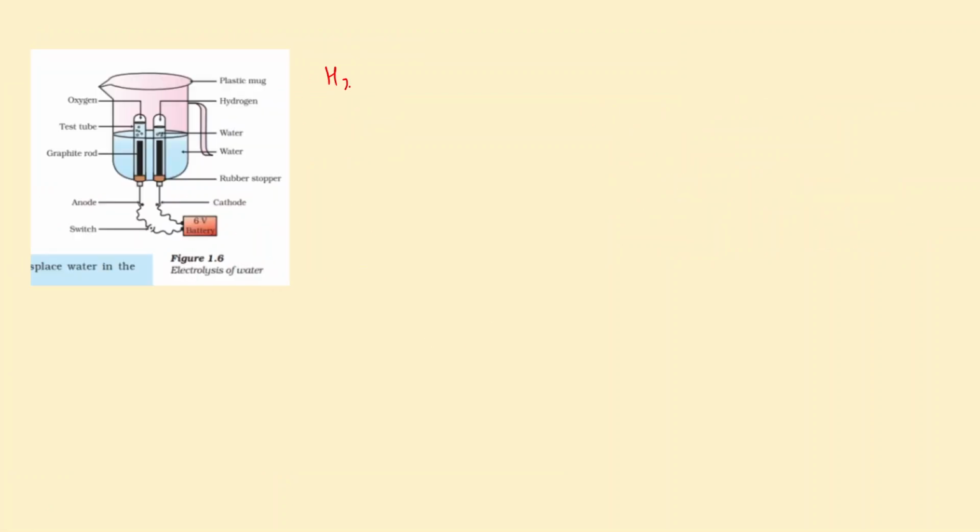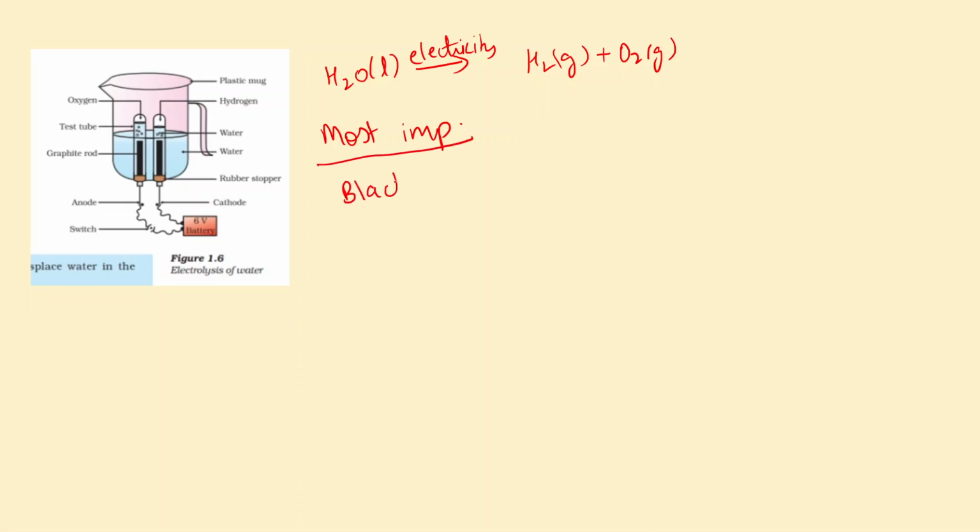Here, water, it is in liquid state. When you pass electricity through the process of electrolysis, it splits up into hydrogen gas and oxygen gas. This is again an electrolytic decomposition reaction. Now we are going to discuss the most important decomposition reaction. It is used in black and white photography. What is the reaction? This is silver chloride. This is solid.